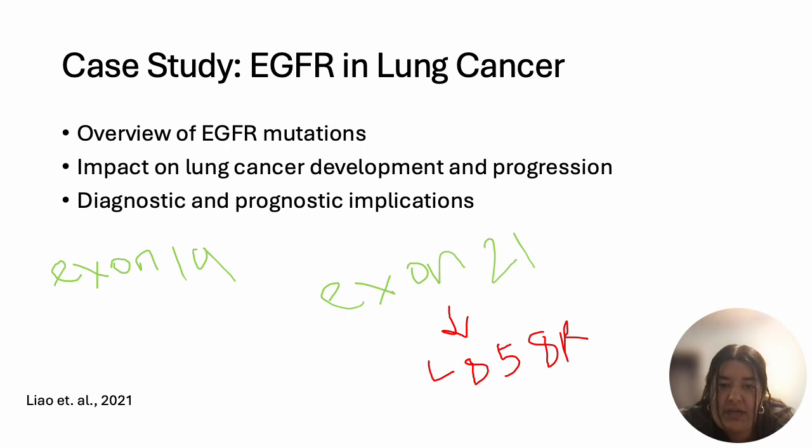So the last thing would be diagnosis and prognosis implications. Testing for EGFR mutations is crucial for the diagnosis and treatment of lung cancer. Patients with EGFR mutations often respond well to tyrosine kinase inhibitors, like erlotinib and gefitinib. The presence of specific mutations can also provide prognostic information, as patients with these mutations typically have a better response to targeted therapies compared to those without mutations.